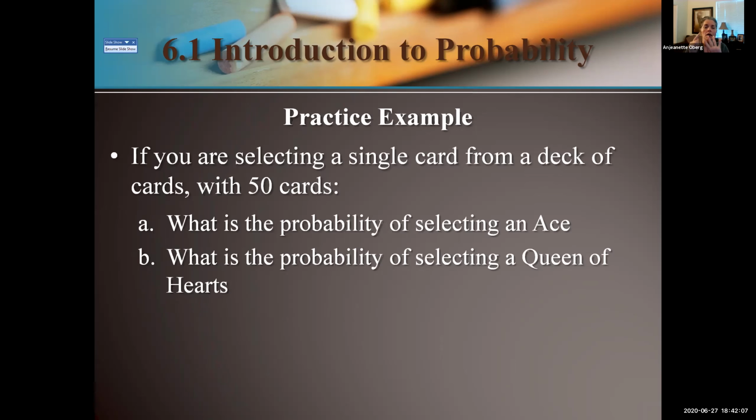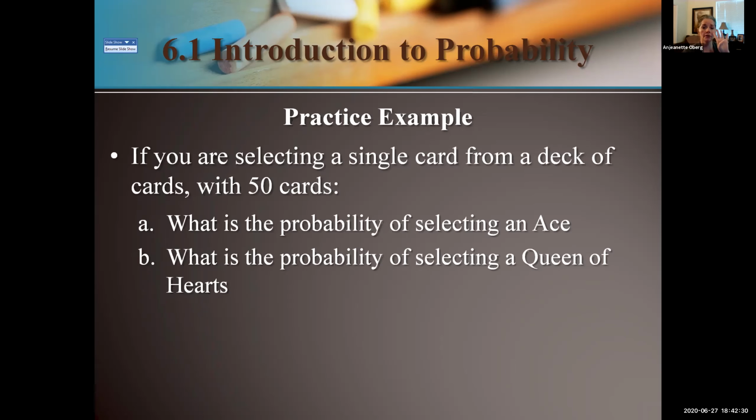There's hearts, clubs, diamonds, and spades, right? So there's 4 different suits. Each one has 13 cards. There's one of each, so there's an ace of spades, an ace of hearts, an ace of diamonds, and an ace of clubs. So what's the probability of selecting an ace?